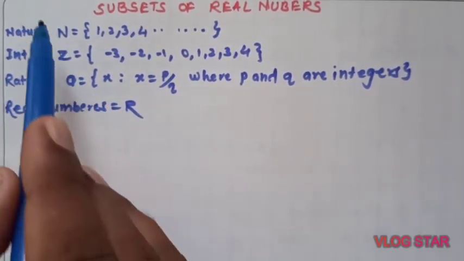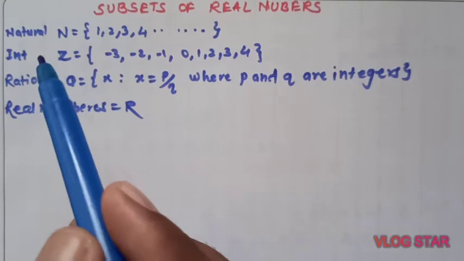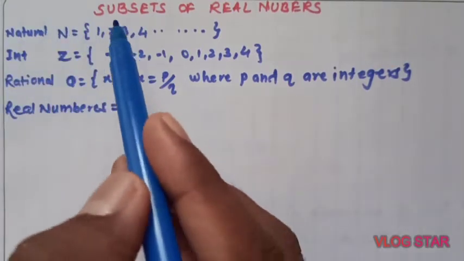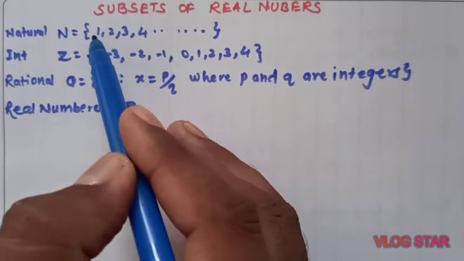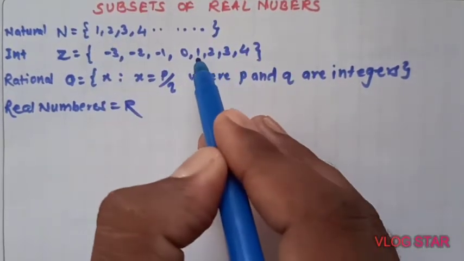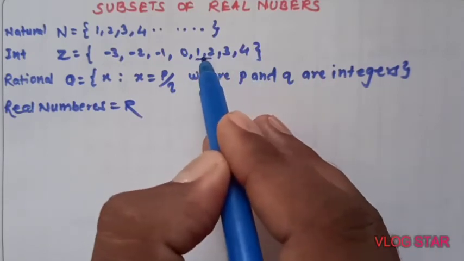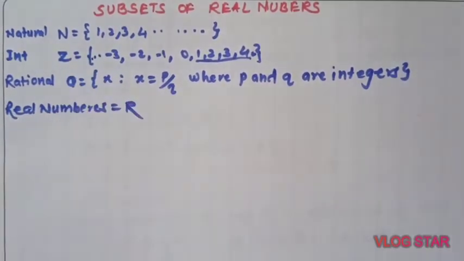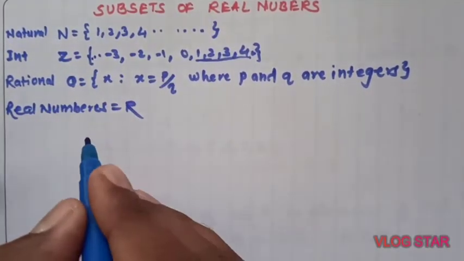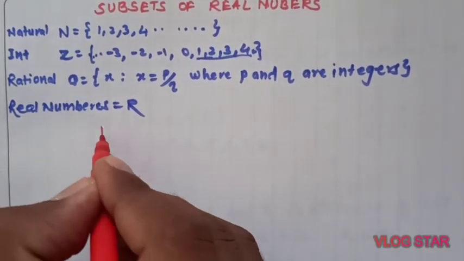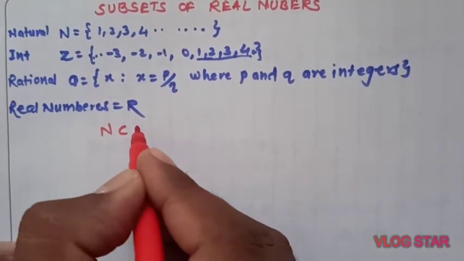Is there any order in these sets? Means can I say one set is a subset of another set? Look here. Natural numbers contain 1, 2, 3 up to infinity. And all natural numbers are here in integers also, isn't it? 1, 2, 3, 4 up to infinity. This side also up to infinity. So I can say natural numbers are a subset of integers.